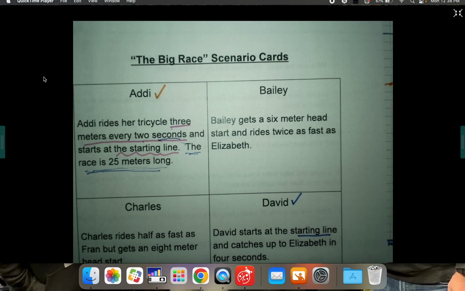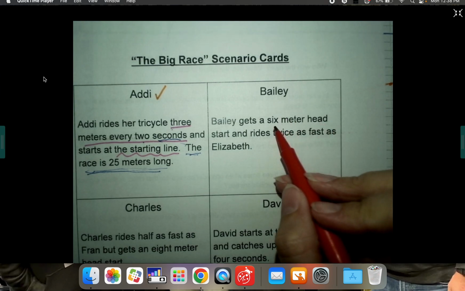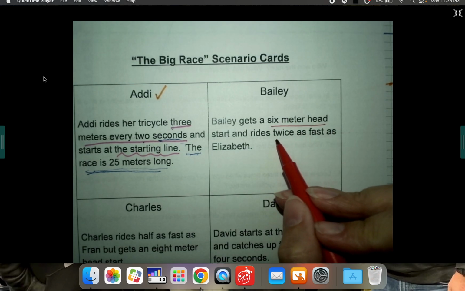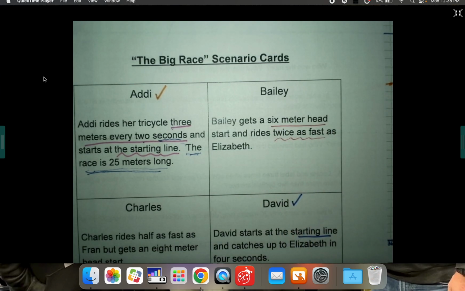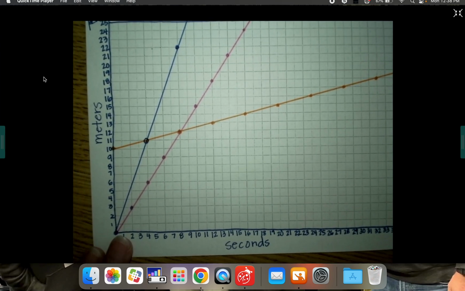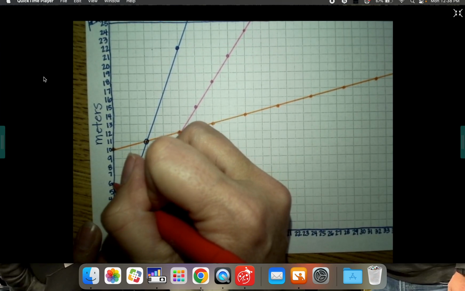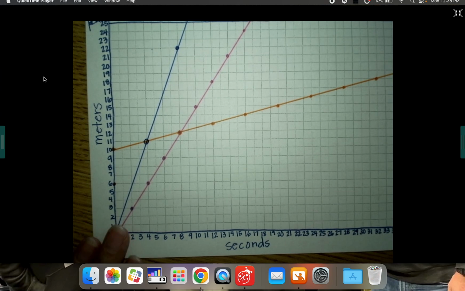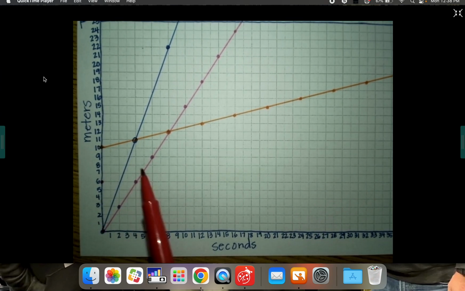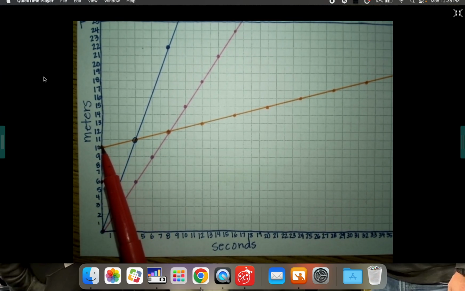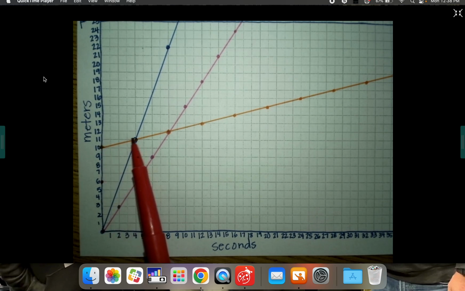So Bailey says she gets a 6-meter head start and rides twice as fast as Elizabeth. So I know where her first dot is, right? It's at 6. She gets a 6-meter head start. But we have to decide what would be twice as fast as Elizabeth. Elizabeth had a flat tire. She only went 1 meter in 4 seconds. So what's twice as fast as 1 meter in 4 seconds?